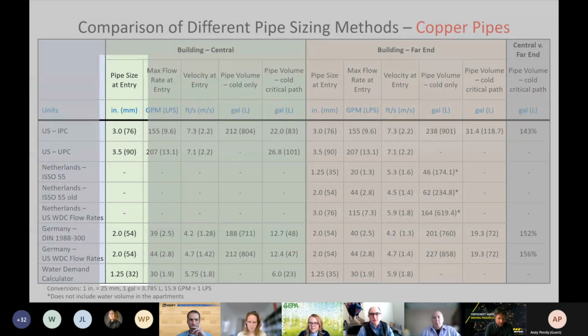We have a question from the chat that says, who establishes the maximum velocity constraint? Is it based on pipe material and size? Question to me? Any of the panelists could answer that.